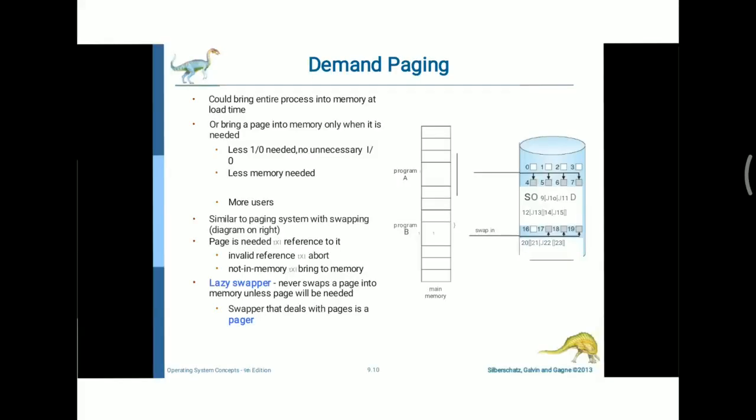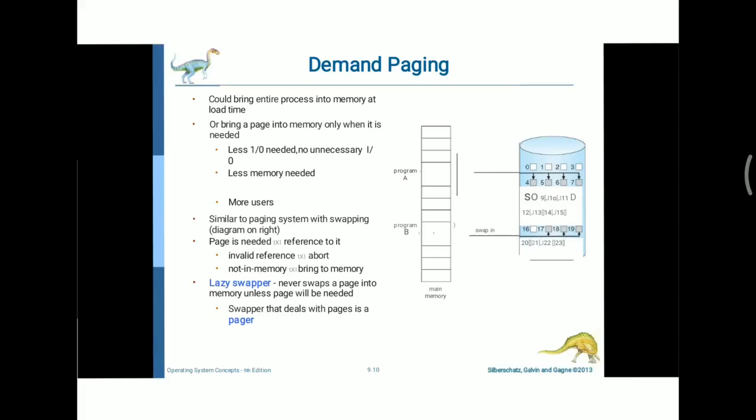Demand paging is used to implement virtual memory. We could bring the entire process into memory at load time, or bring a page into memory only when it is needed or required. Less I/O is needed, with no unnecessary I/O. Less memory is needed for virtual memory, and more users can access it. It is similar to a paging system with swapping. We can use paging or swapping, as we can see in the diagrams. When a page is needed, a reference is made to it; an invalid reference means abort, and if it is not in memory, it is brought into memory.